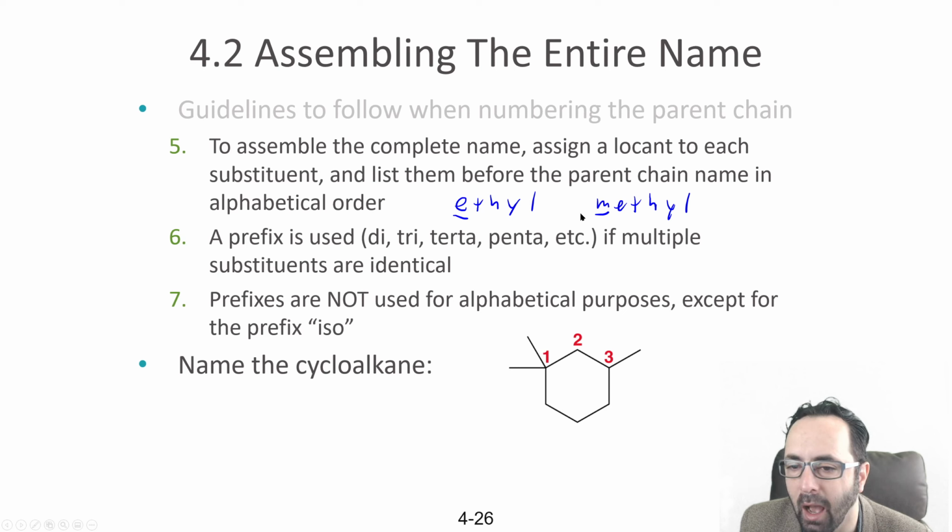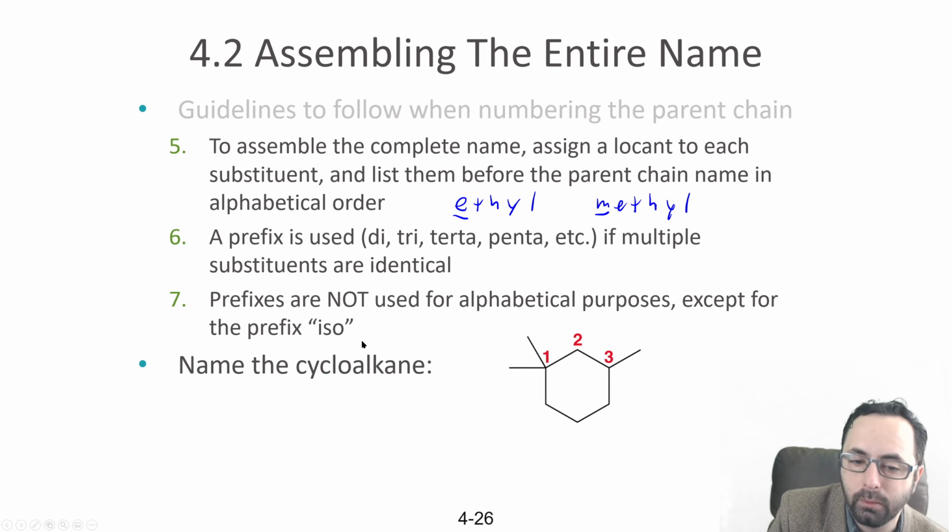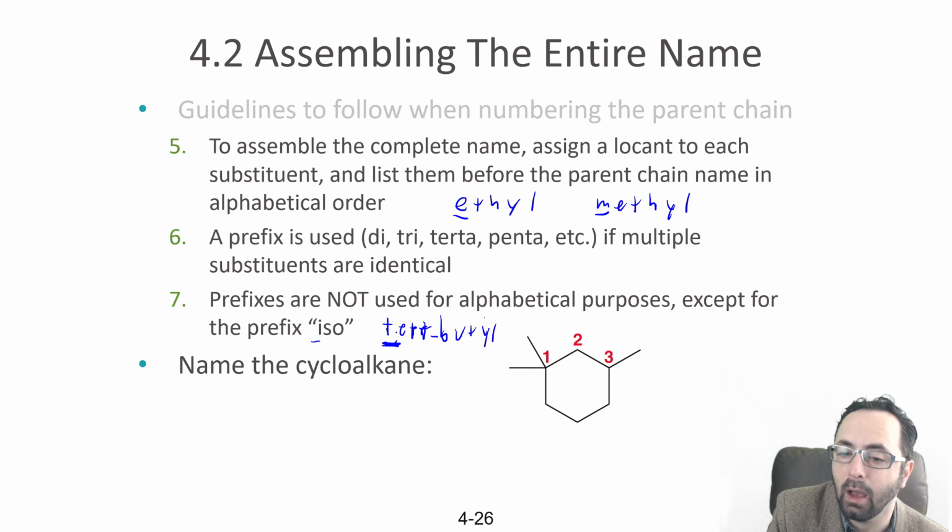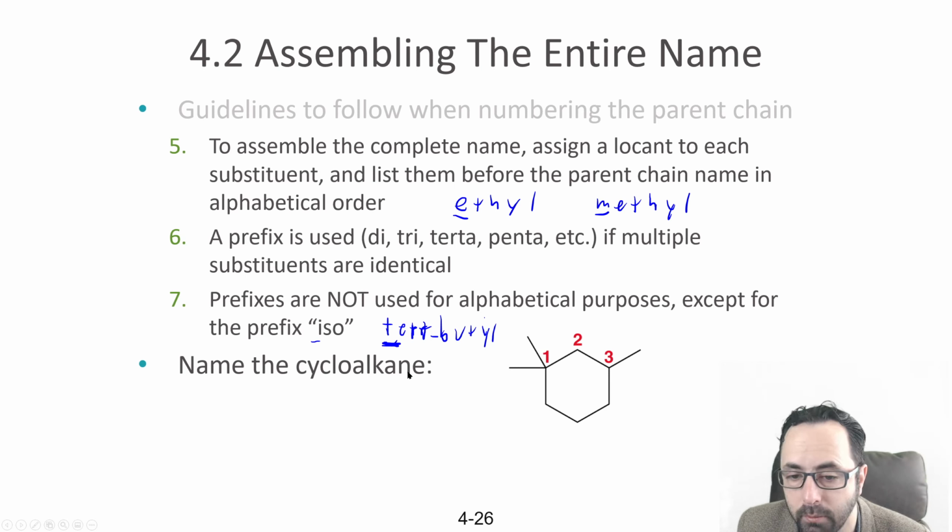And it doesn't matter if there's di or tri. If we have more of these, we'll use di or tri or tetra or penta. The prefixes, like iso and tert-butyl, are not used except for the prefix iso. Okay, so the I in iso counts, but the tert in tert-butyl does not count in terms of the alphabetical order. So iso is the only one that counts.